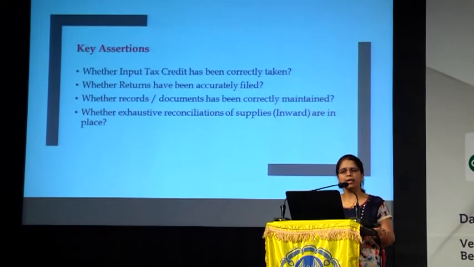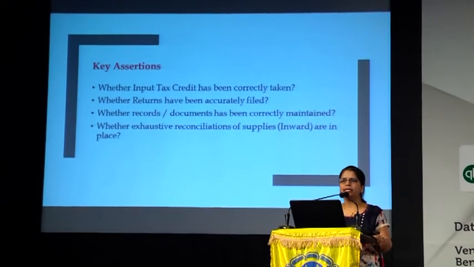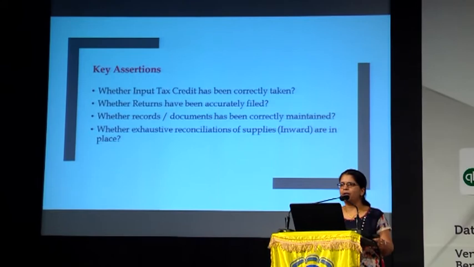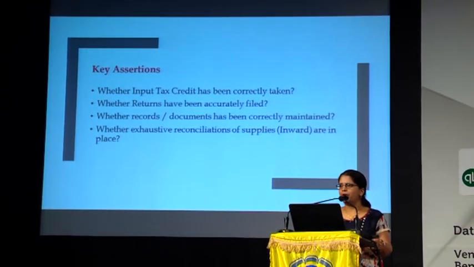The second aspect we have to understand is whether returns have been accurately filed. Whether the input tax credit has been disclosed on estimation basis or on actual basis. I think in many instances we have seen that they say, okay, you take this month 5 lakh credit, we will see later on. We will reconcile with all our input figures at a later point of time. So many times consolidated information is given for input tax credit. So that has to be seen, whether it is accurately given or it is based on estimation when we have filed 3B. The third very important aspect is whether records or documents have been correctly maintained.